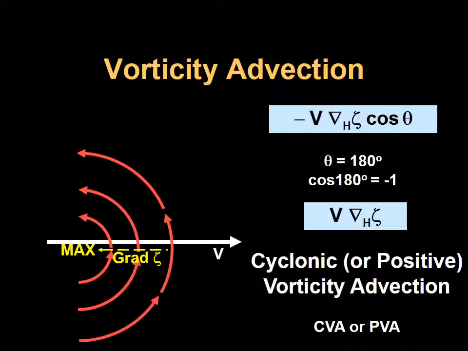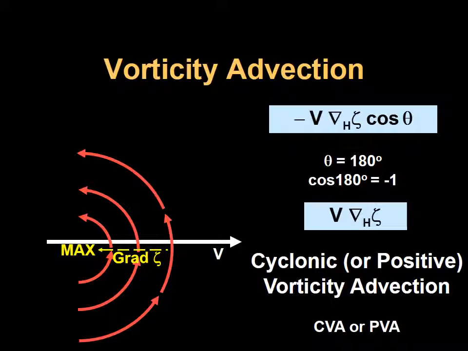And then on the other side of the spin, if you've got the wind blowing through this vortex and the gradient of vorticity pointing towards the maximum, you can see those two angles are 180 degrees. And the cosine of 180 degrees is -1. If I stick a -1 in there, since there's a minus sign out in front of the V, the whole equation is now positive, which means you have positive vorticity advection, also cyclonic vorticity advection.